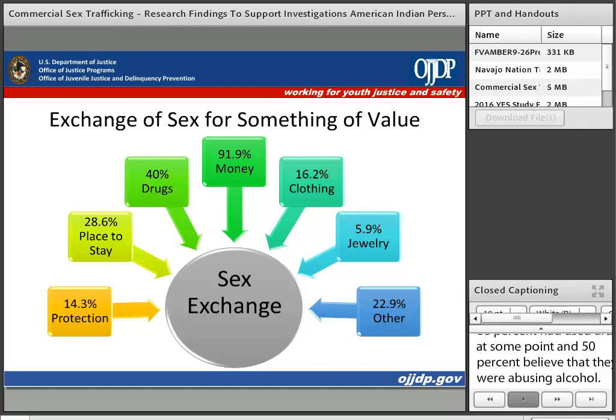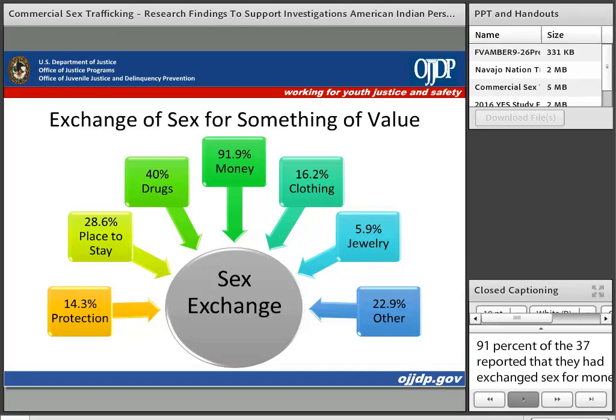So when we asked about the exchange, we don't ask about why. We ask about how and what happened and what the exchange was for. So 91% of the 37 reported that they had exchanged sex for money. The second largest was for drugs. A place to stay was over a quarter, and then you can see protection, clothes, jewelry, and others. So understanding that the exchange is sometimes for other things.